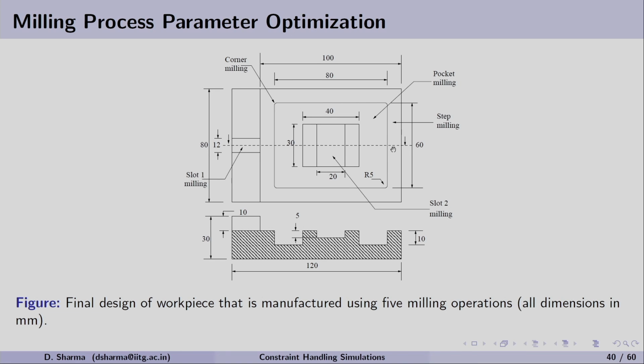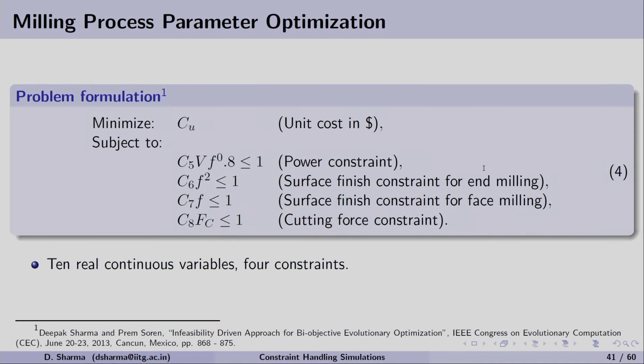So, when we are using these 5 operations, then only we are going to get this final product. The problem formulation is defined as: we want to minimize the cost subject to 4 constraints, on power, surface finish for one process, surface finish for the other process, and the cutting force. Mathematically, we have 10 continuous variables and 4 constraints to solve this particular problem.